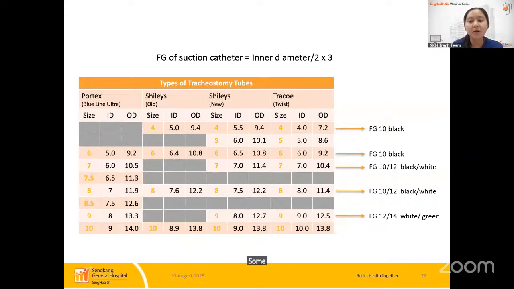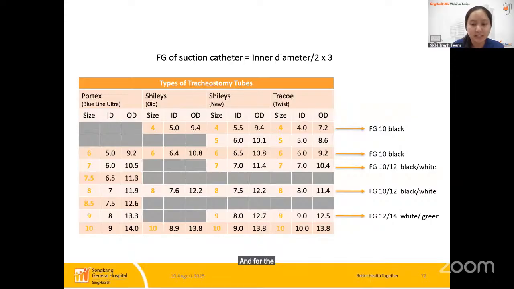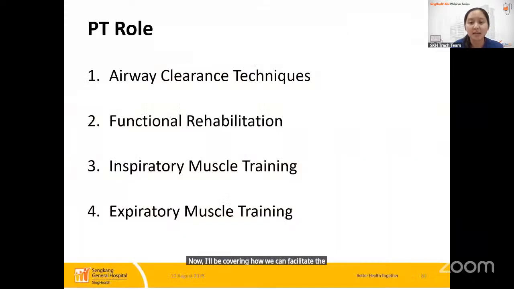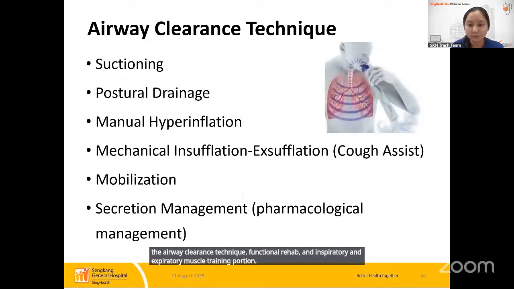Some key things for us to note here are that the inner diameter sizes are used to guide us for our suctioning catheter sizes. And for the outer diameters, they vary between the different brands too. Now I'll be covering how we can facilitate the weaning process. The physios work closely with the team to facilitate weaning. PTs assist with the airway clearance technique, functional rehab, and inspiratory and expiratory muscle training portion.